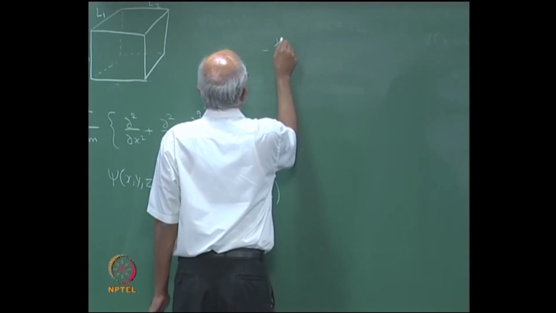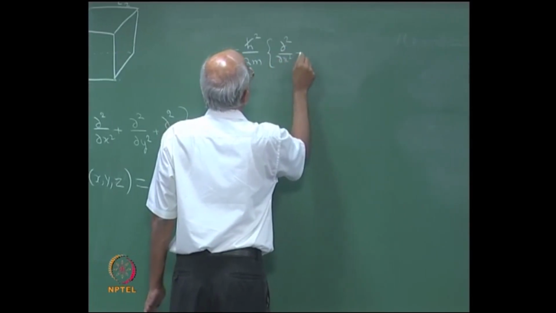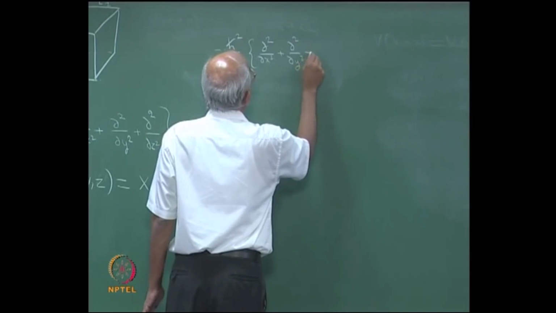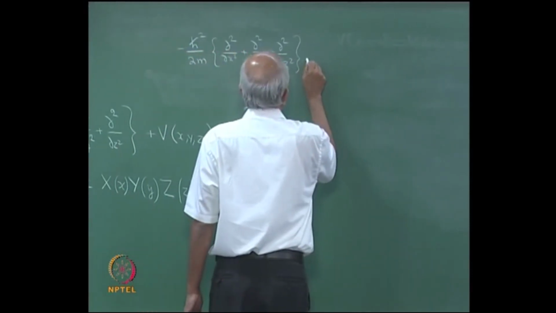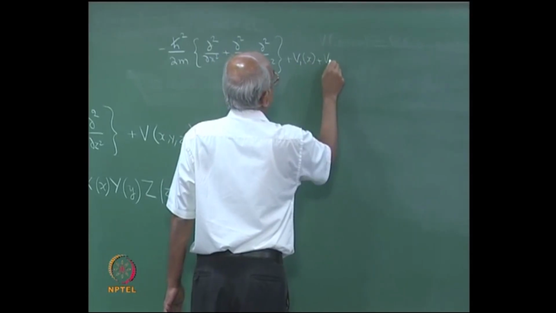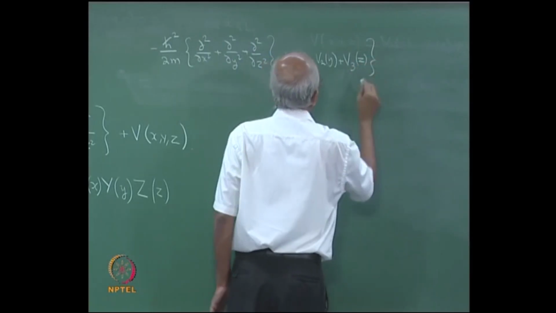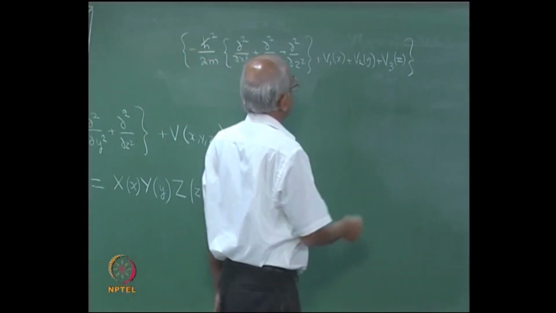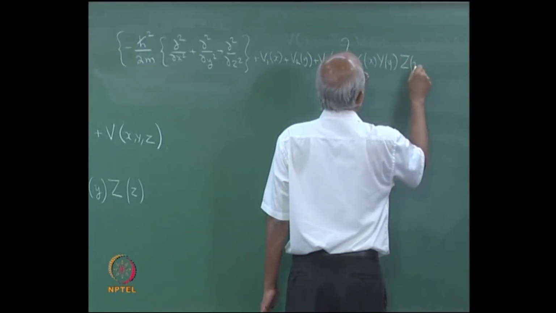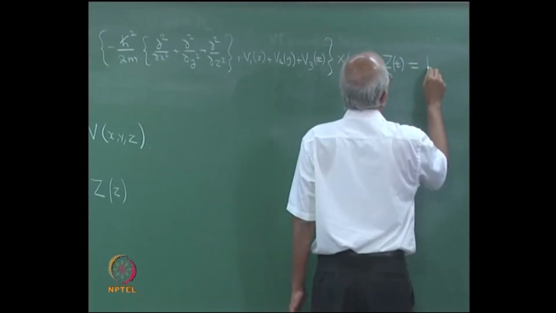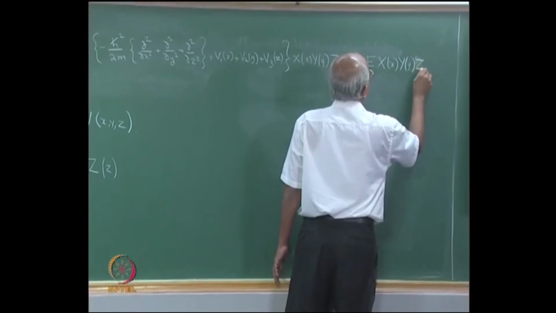So the equation actually is minus h cross square by 2m, that is your kinetic energy part, then you have V1 of x plus V2 of y plus V3 of z, operating upon capital X of x, capital Y of y, capital Z of z, and the answer must be equal to capital E into capital X of x, capital Y of y, capital Z of z.